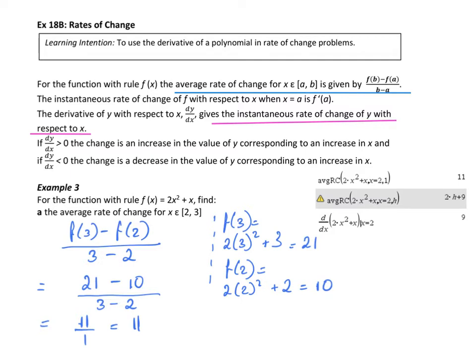And you can see over here that this is something that we can also do on our calculator. Average rate of change is a function on our calculator. We put in the rule and then we put in the actual interval. Something really important to notice when you are using that rule on your calculator is this number here. So 2 is your starting point, and the distance or the difference between the two is 1 because we're going from 2 to 3.